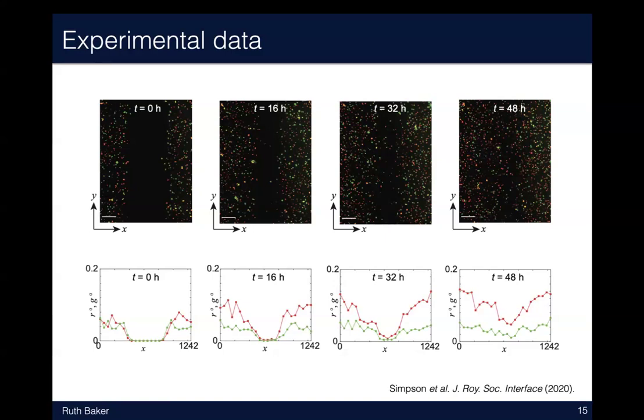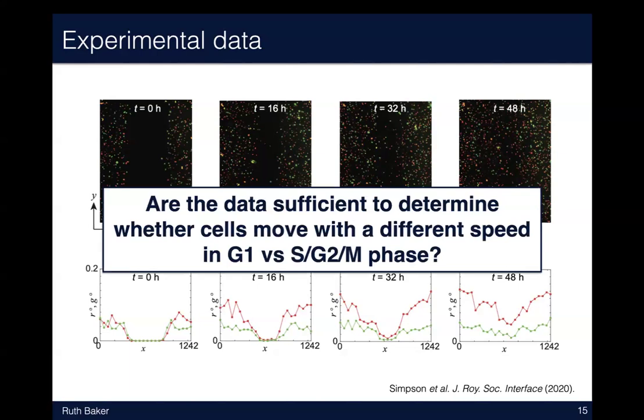So we asked the question, given this data set where I'm using literally this average data, so just data in X averaged in Y, can I detect, or is it sensible to write down a model where my two cell types, if you like, or cells in G1 and cells in SG2M have different diffusion coefficients? Can I sensibly do this for this data set?